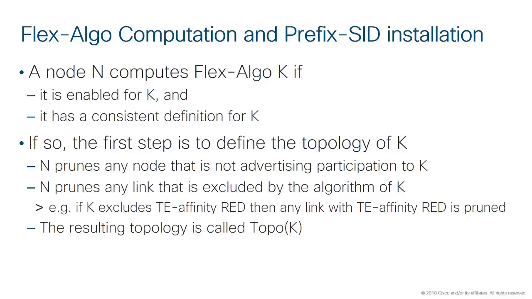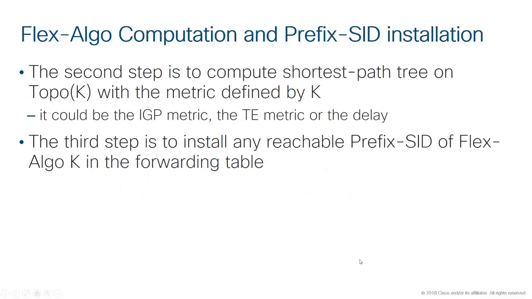Second step, I'm going to compute the shortest path tree in the topology 128 according to the metric that is defined for 128. Let's assume the delay metric. It means that I'm going to compute the shortest path tree in the topology 128 according to the lowest delay path. First step, I install in the data plane all the reachable prefixes in this shortest path tree. And I install them as labels in this SR-MPLS implementation. But there's no IP address associated to it because we did not have to add any IP address.